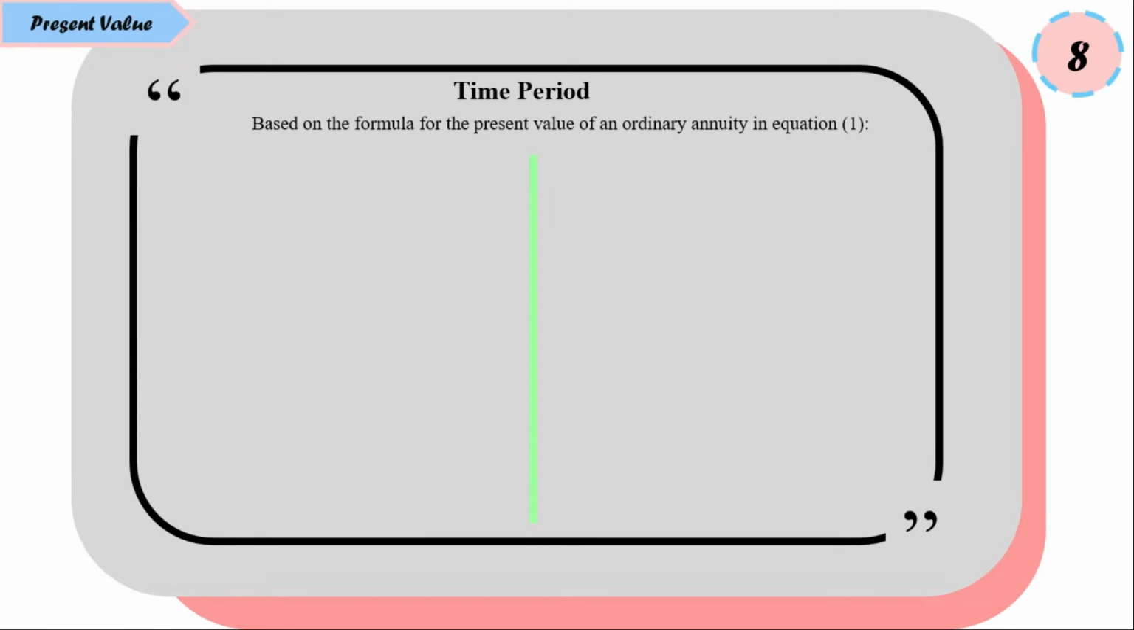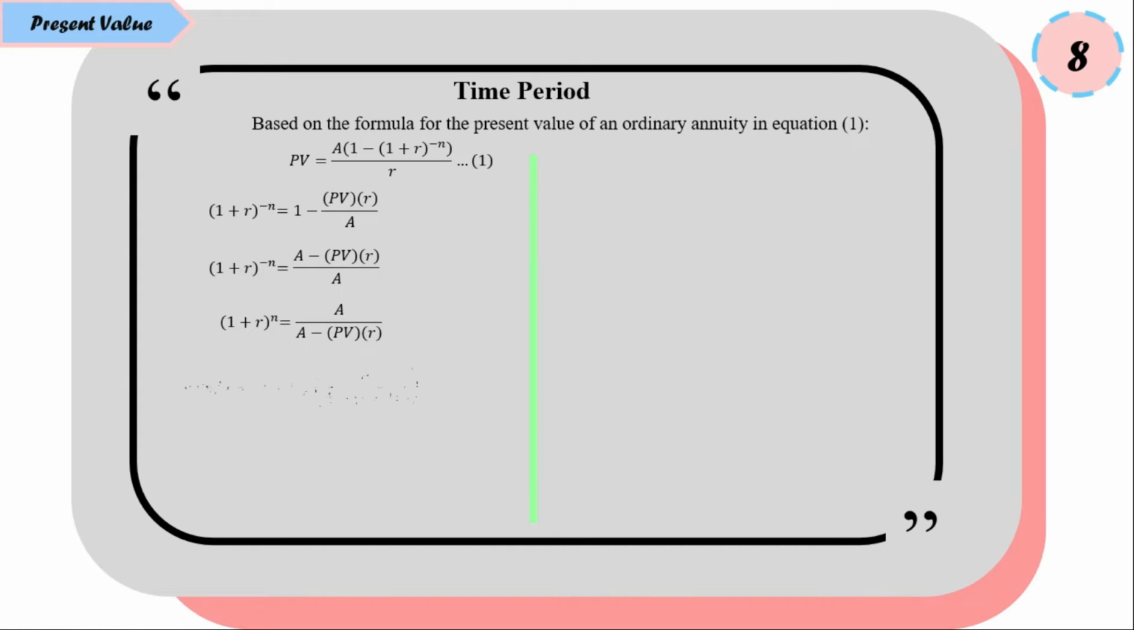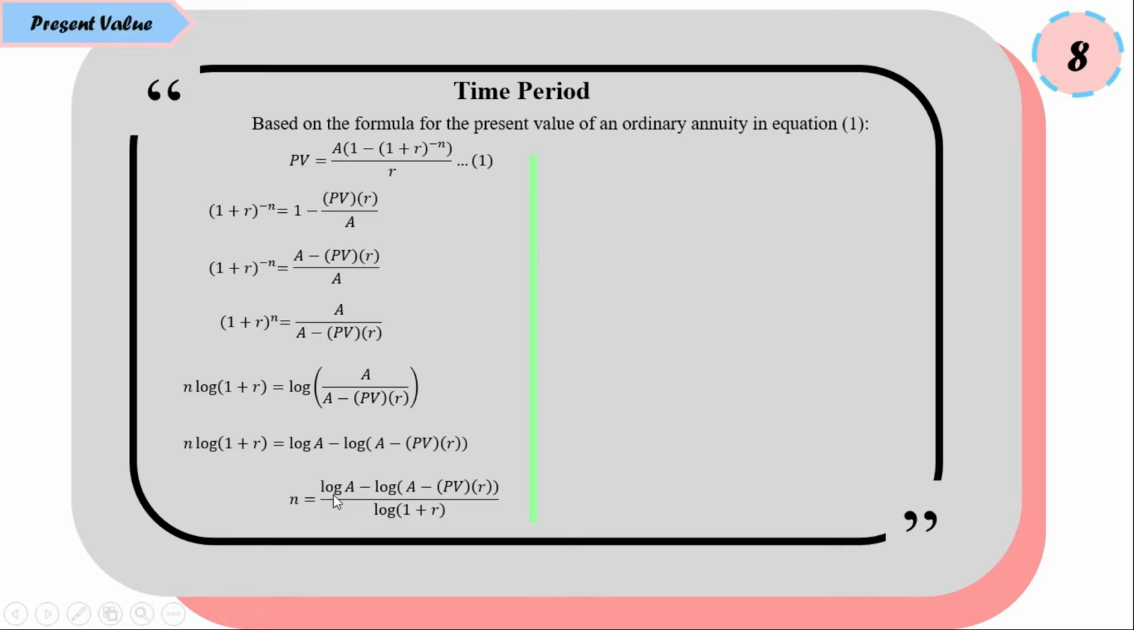Time period, based on the formula for the present value of an ordinary annuity in equation 1. Present value equals A times (1 minus (1 plus R) to the power negative N) divided by R. We can get the formula of N equals negative log of (A minus present value times R) divided by A, divided by log (1 plus R).